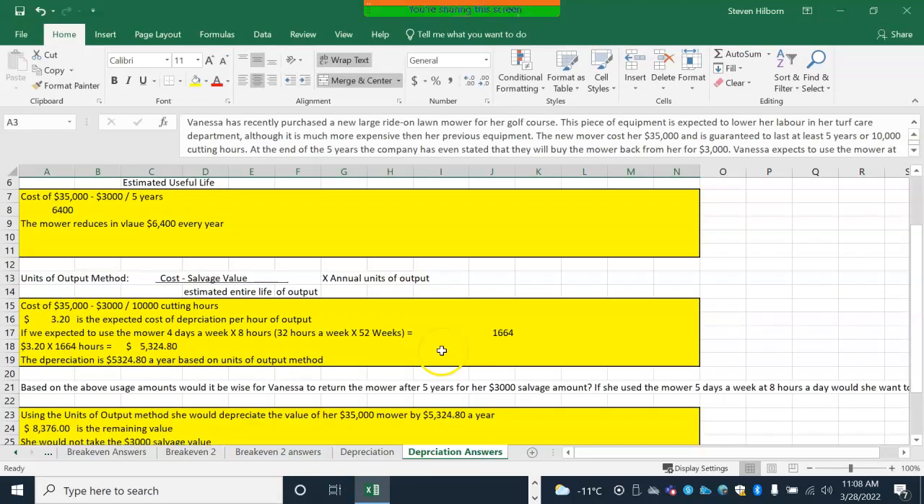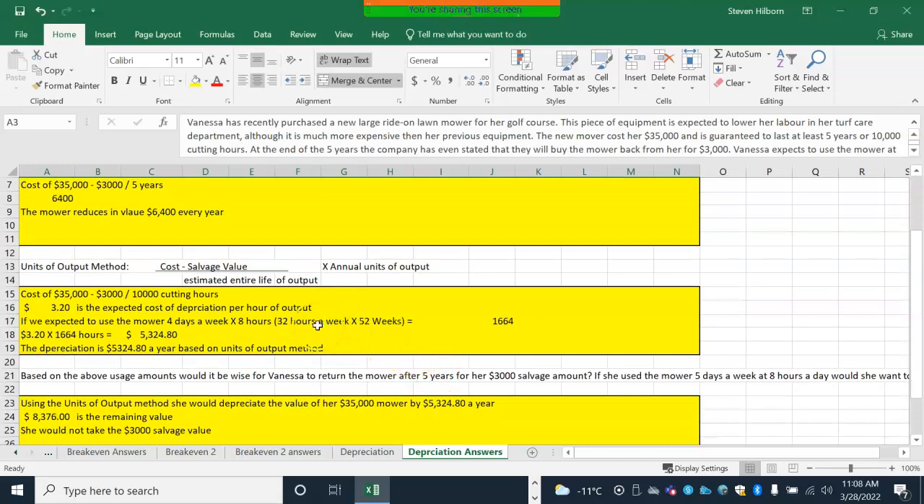Let me look at the answers. Sorry, I want to make sure I didn't get this right. Oh, a week, right. Okay. I multiplied that by too much. So $3.20 is the expected cost of depreciation per hour of output.